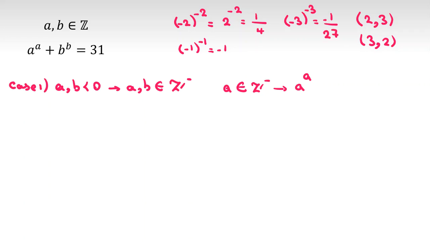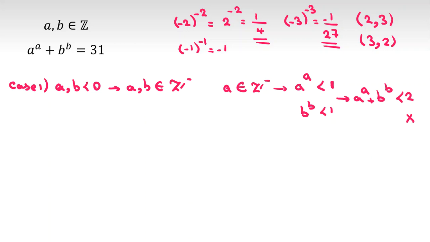So we can say A to the A, some of them positive, some of them negative, will be less than 1. You can't reach 1. Because if they are positive, for example negative 2, negative 4, it will be 1 over a number, so it will be less than 1. Also, B to the B will be less than 1. So A to the A plus B to the B will be less than 2. But this is 31, so this case is impossible.